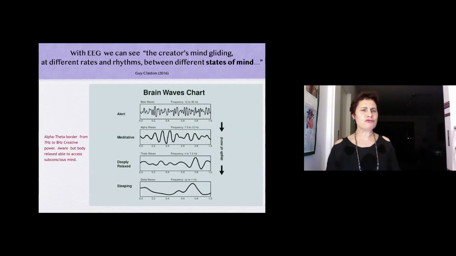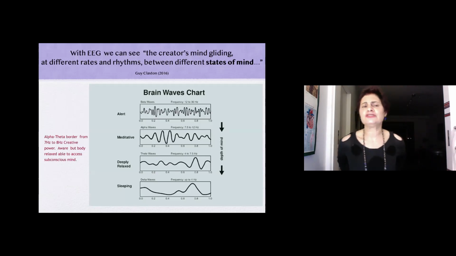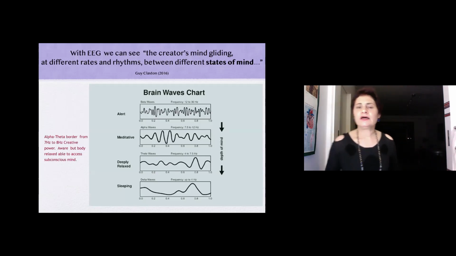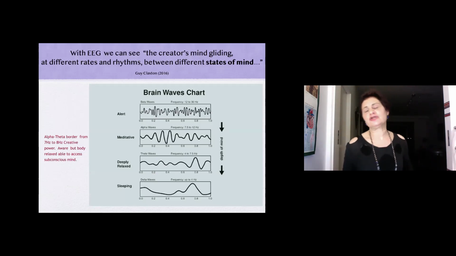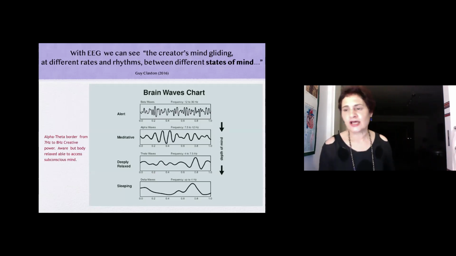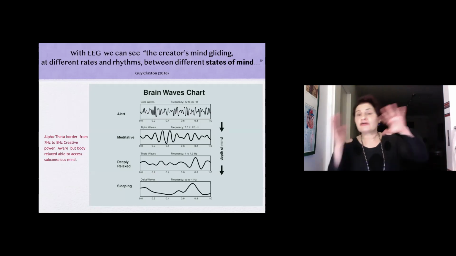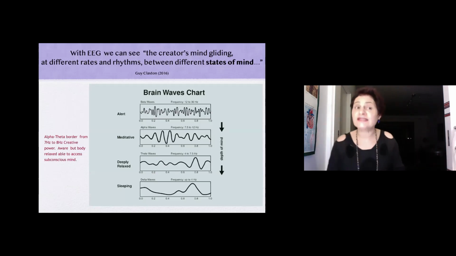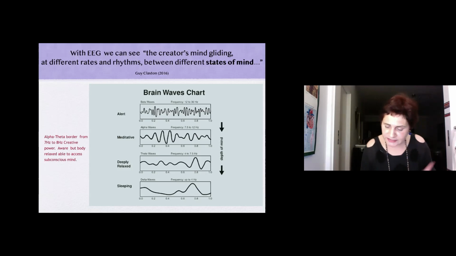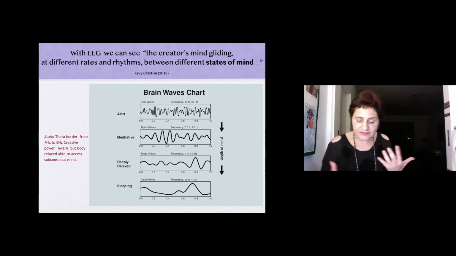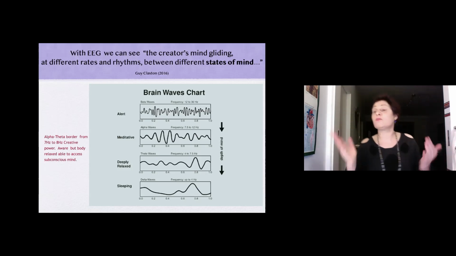Okay, so through electroencephalograms, like Clarkson and many other researchers have done the same, we can actually see the creator's mind gliding at different rates and rhythms between different states of mind, in fact. So what are those states of mind? The neural activity is actually moving in electrical patterns.